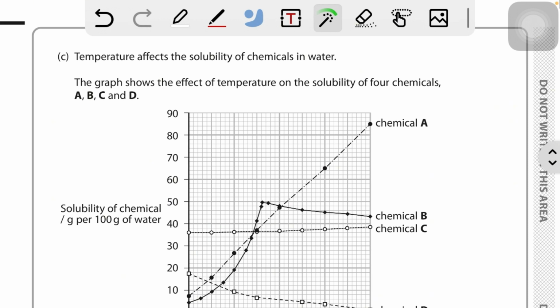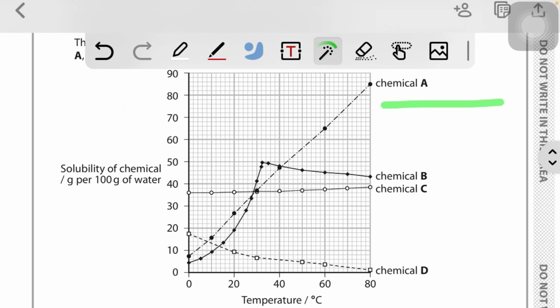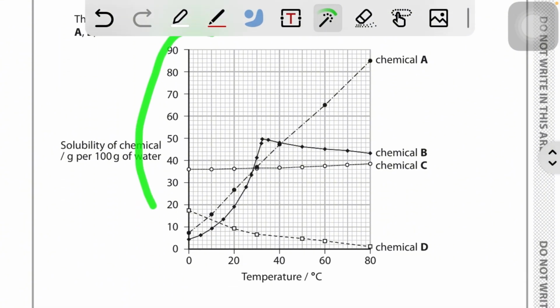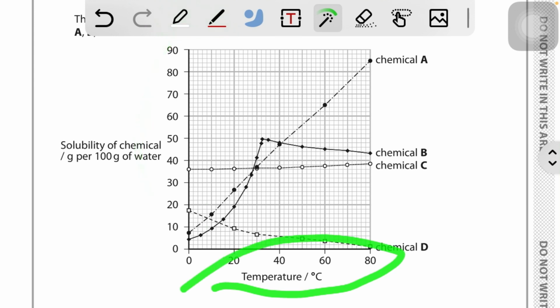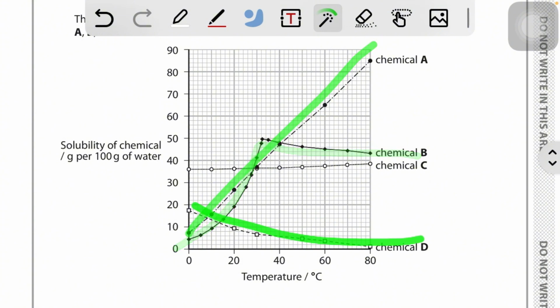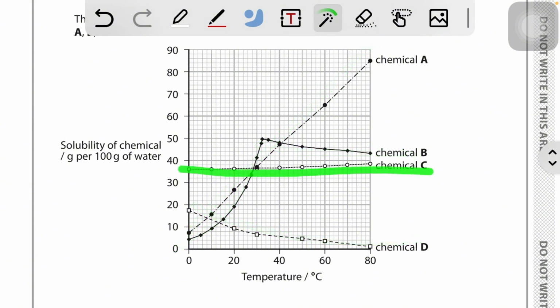Temperature affects the solubility of chemicals in water. The graph shows the effect of temperature on the solubility of 4 chemicals: chemical A, B, C, and D. So here the dependent variable is the solubility of the chemical, while the independent variable is the temperature. Here, as the temperature changes, the solubility of the chemical changes. It shows different trends with different chemicals. Okay, so let's find out.